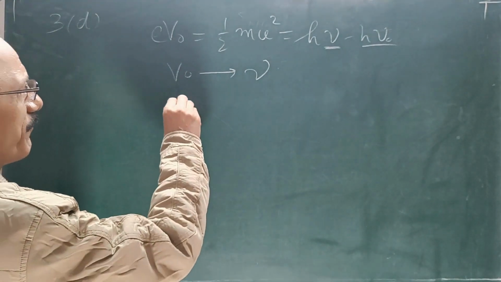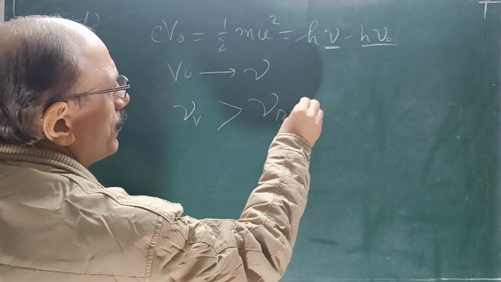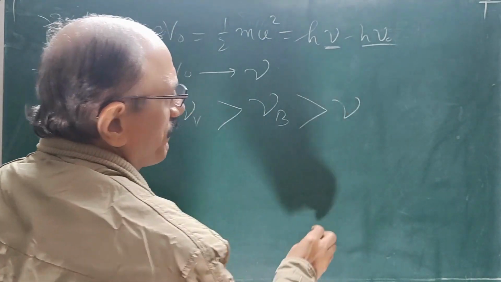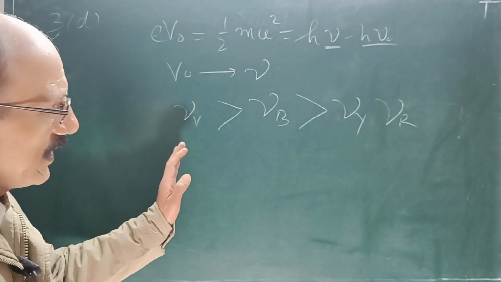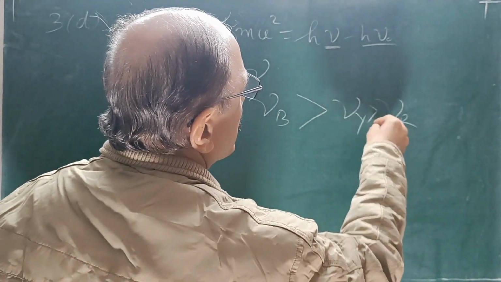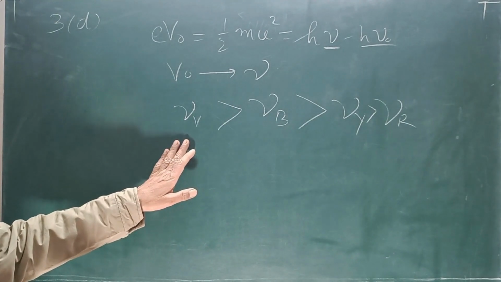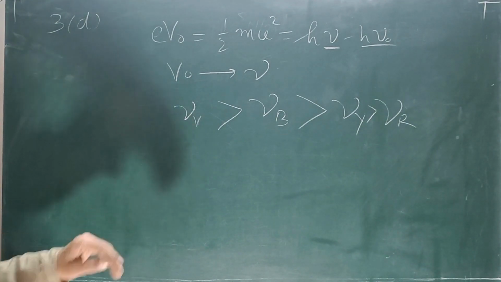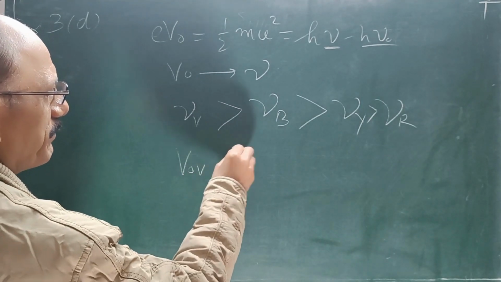So here the frequency for violet is greater than the frequency for blue, which is greater than the frequency of yellow, which is greater than the frequency of the red light. So the least is the frequency of red and the maximum value of the frequency is violet. So the stopping potential for violet is maximum.